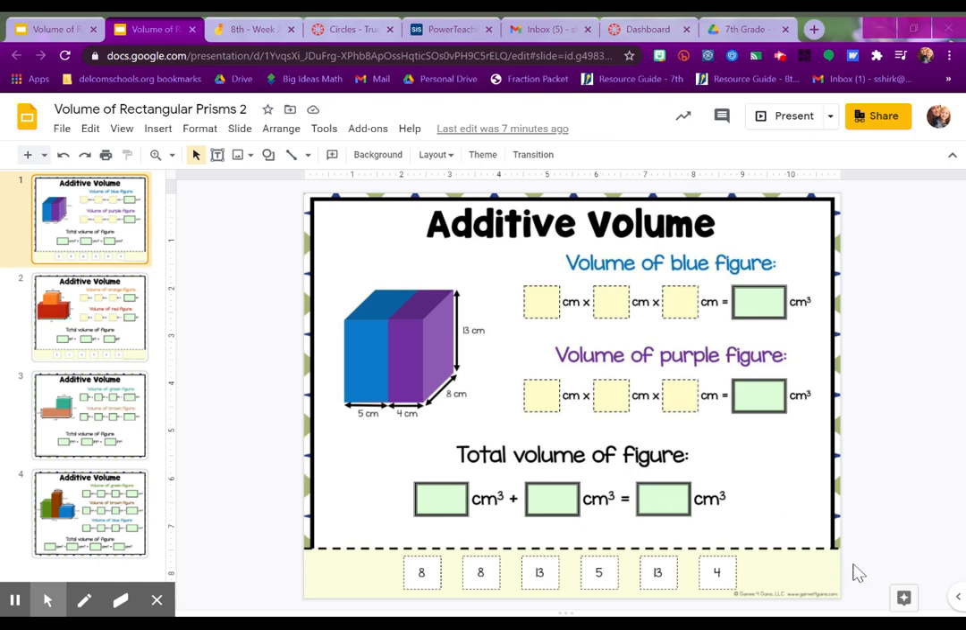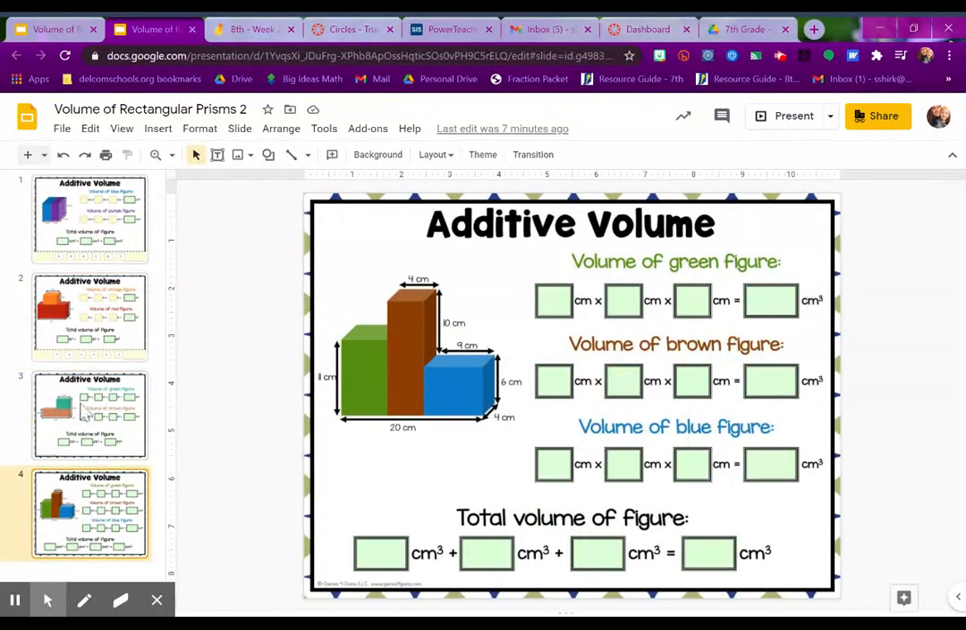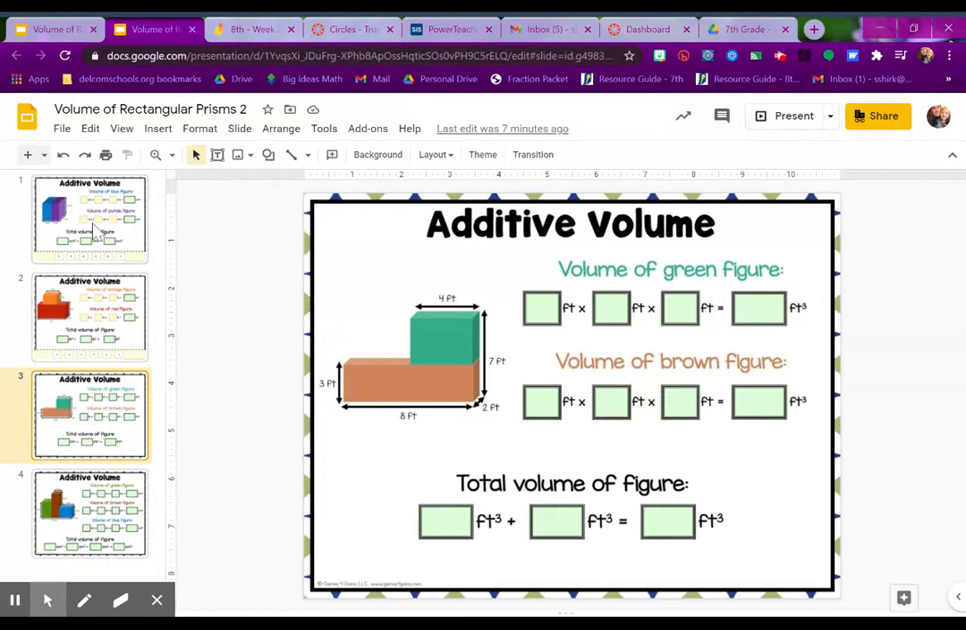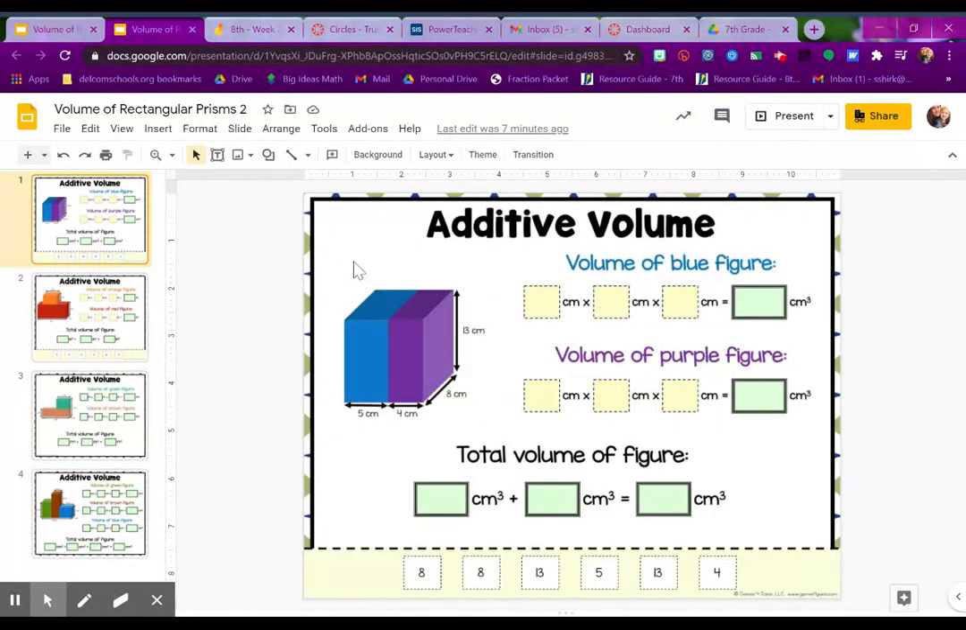Hey guys, today we're going to be practicing finding the volume of composite shapes. So what that means is you're going to be finding a rectangular prism volume of more than one shape put together. I really like these notes because they're color-coded, so we can work through each piece. First off, on slide 1, I've got a blue rectangular prism and a purple one.